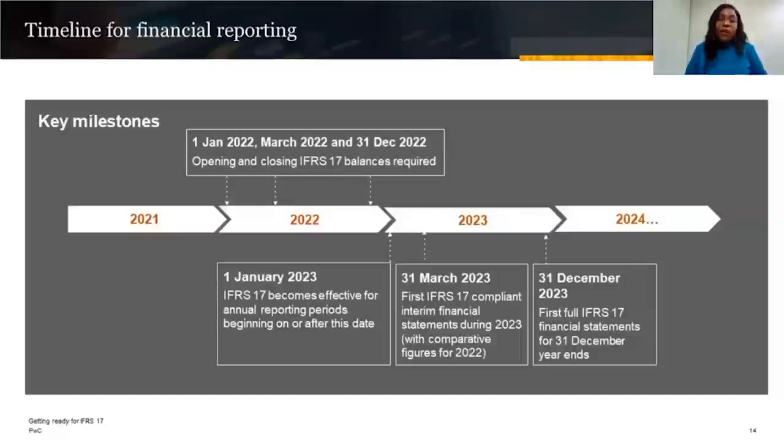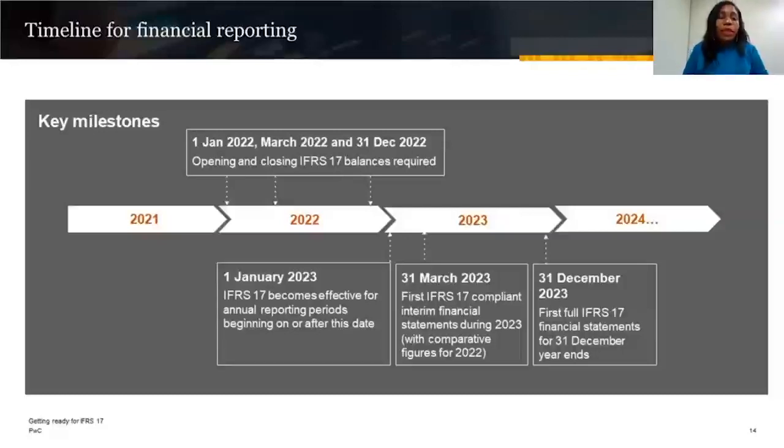We would have our comparatives in IFRS 17 compliance for 31st December 2022. Then we would also have our opening balances for 1st January 2022. So we're looking at those 3 dates. But for your 31st December 2023, you would also need to have comparatives for Q1 of 2022. So that will be 31st March 2022. And then you would also need your opening balances of 1st January 2022.